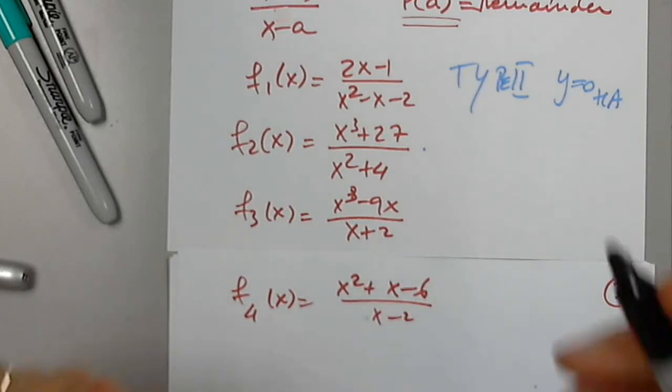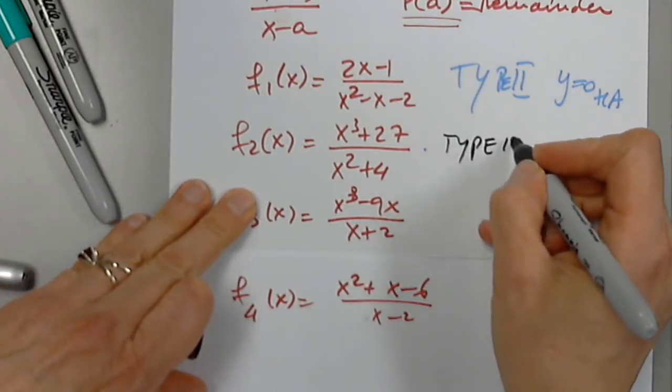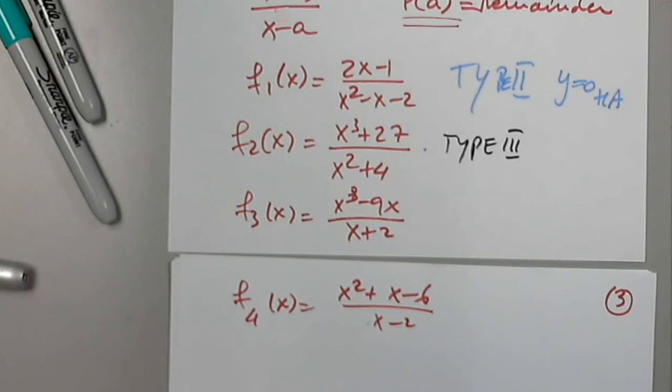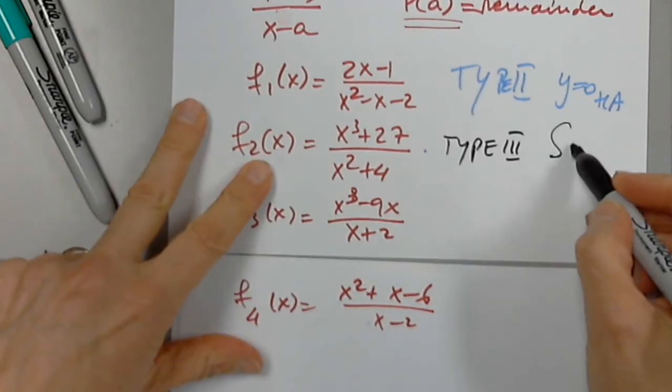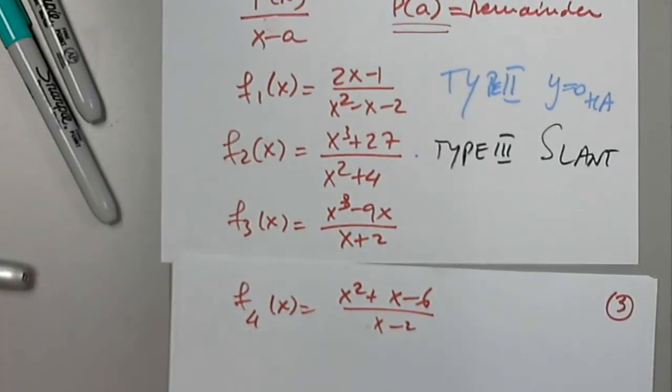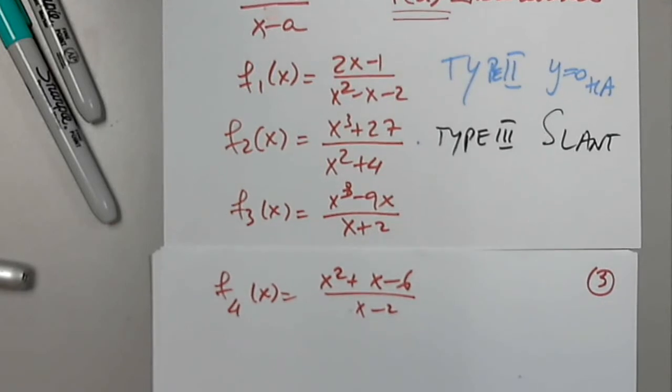Indeed. What do I know about type 3? Immediately. I did not find it, but I know it has a slant. Very good. The next one. What type is the third one?